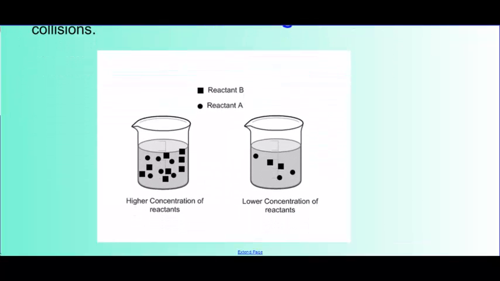So I demonstrate that here. If the square needs to hit the circle, there's a greater chance they'll hit in the higher concentration of squares and circles compared to in the lower concentration. So this will have a faster reaction rate. This will have a slower rate.